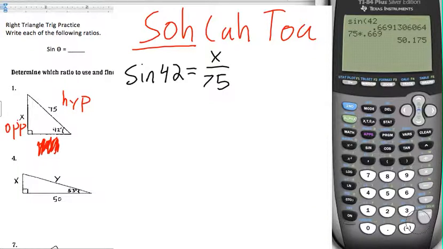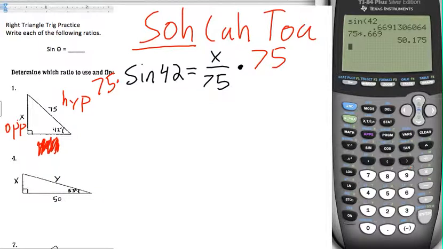Okay, so we've kind of rewound to the beginning of the problem. We have sine 42 equals x over 75. We're going to multiply by 75, right? That's a step. That's a very important step. Multiply by 75, multiply by 75. What we've skipped doing is converting sine 42 into an answer.